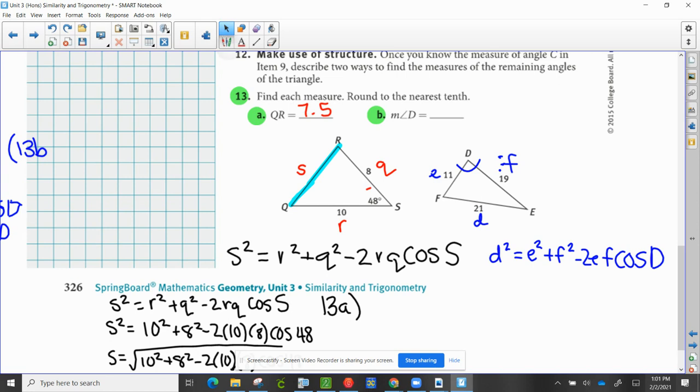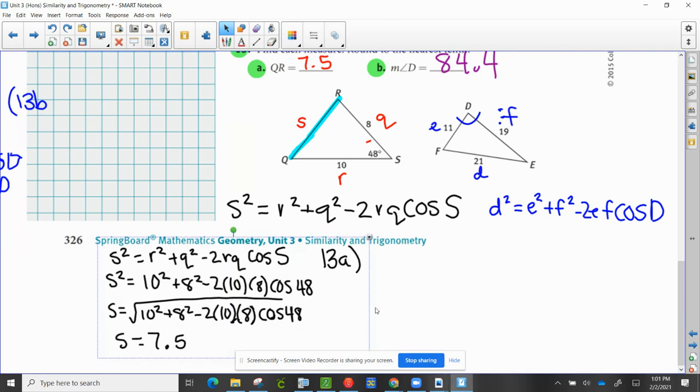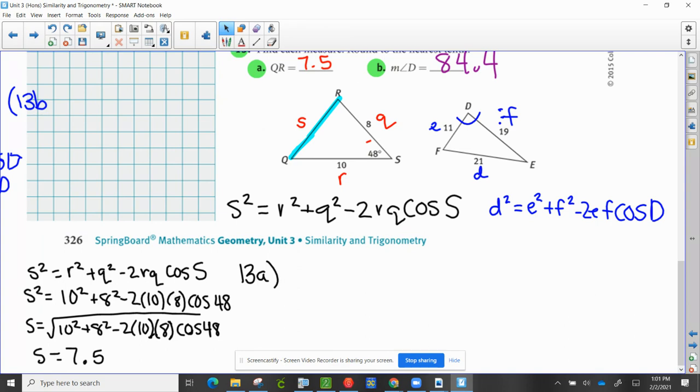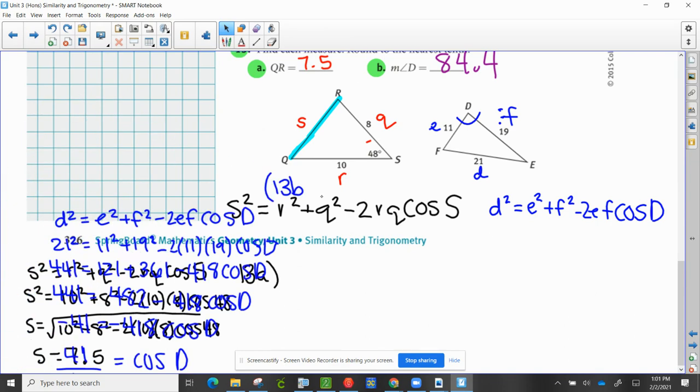If you did it correctly, you should have gotten, and we could be off by a little bit because of rounding, 84.4 degrees. Let me show you my work for this one, my work for 13B.